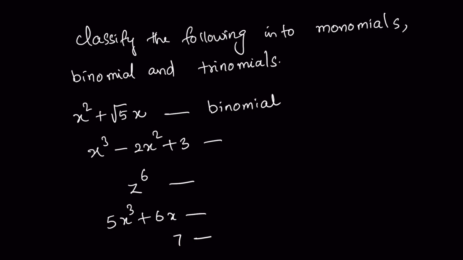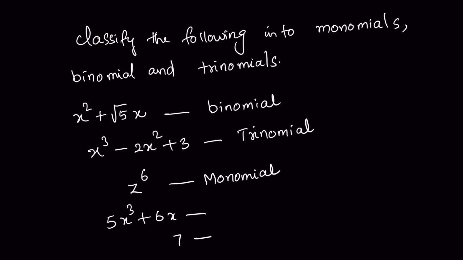Next polynomial is x³ - 2x² + 3. There are three terms in it. So when a polynomial has three terms, it is called a trinomial. In z⁶, there is no other term. Only one term is there. So if a polynomial has only one term, it is called a monomial.